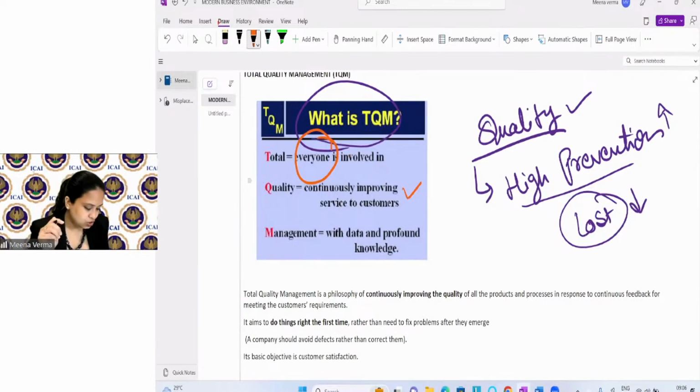So first, everyone should be involved in improving the organization. It is the responsibility of everyone, from the peon of the company to the managing director of the company. Each and every employee should be responsible for producing the quality product, and they should always focus on continuously improving the organization. Management.